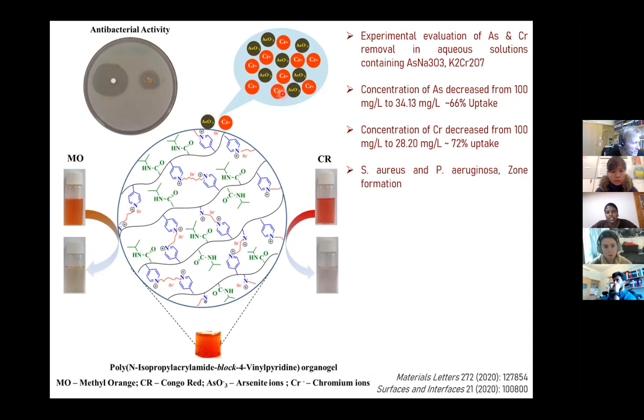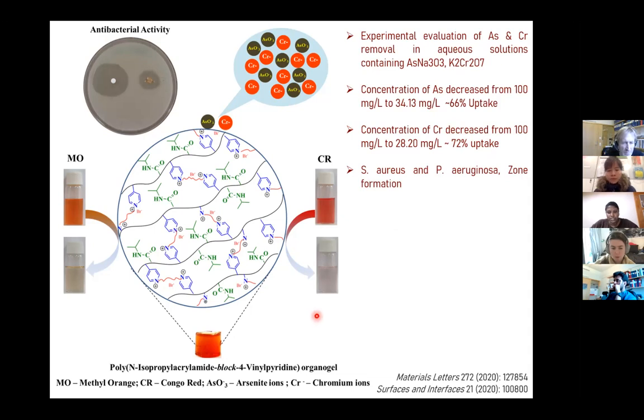And another important thing is that this gel was able to remove heavy metals. So we did arsenic and chromium ions removal in sodium arsenate and potassium dichromate solutions. We did ICP-OES to find how much metal ions have been reduced, and arsenic has been taken from 100 milligram per liter to about 34. So 66% of the heavy metal anion has been uptaken. And for potassium dichromate, we found the chromium ion concentration is removed to about 72%.